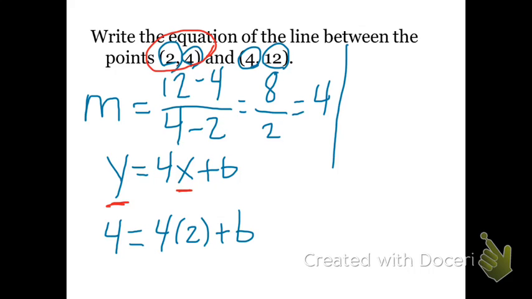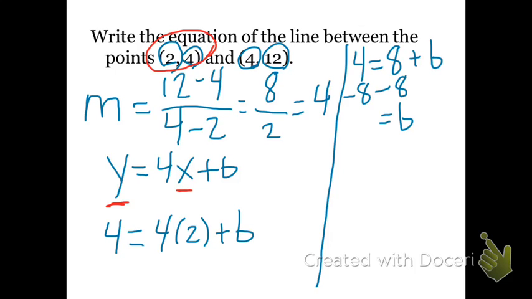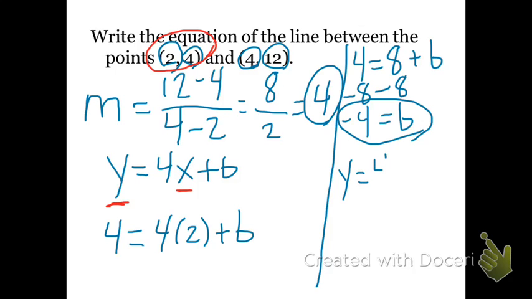Now I'm going to simplify. So I have 4 equals 8 plus b. When I subtract 8 from both sides, I get that b is equal to 4 minus 8, which is negative 4. So now we have b, we have m. Our final step is to plug in m and b, and we get y equals 4x minus 4.